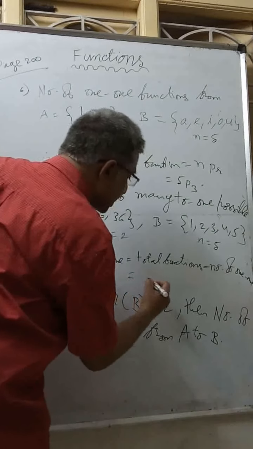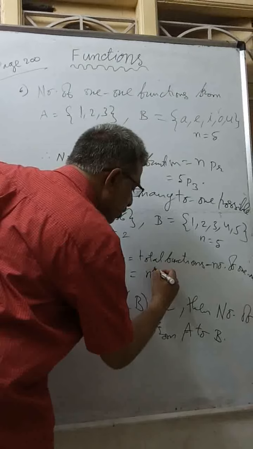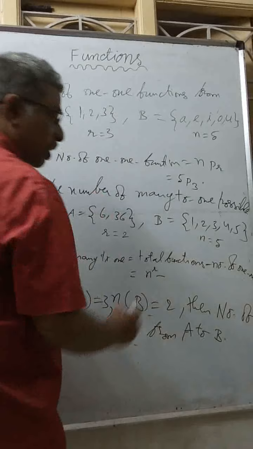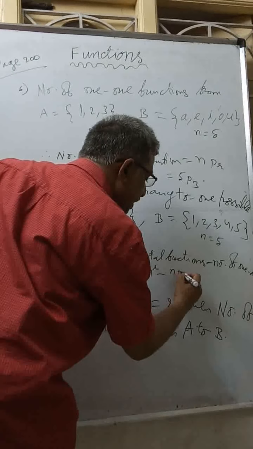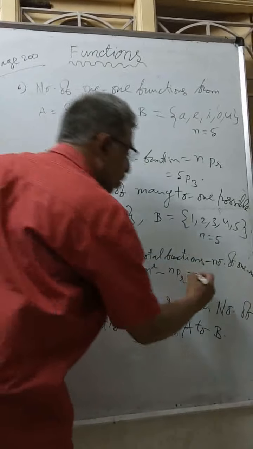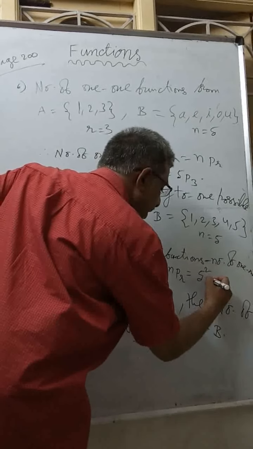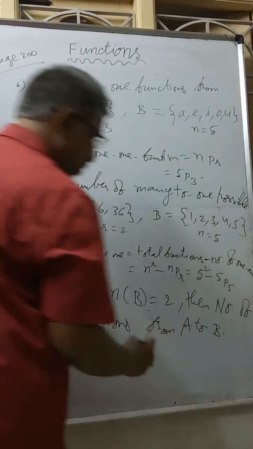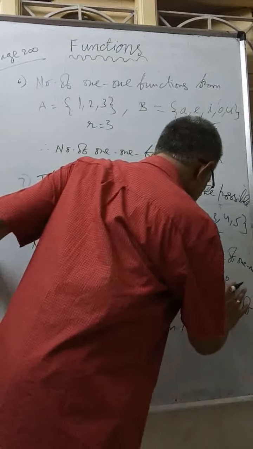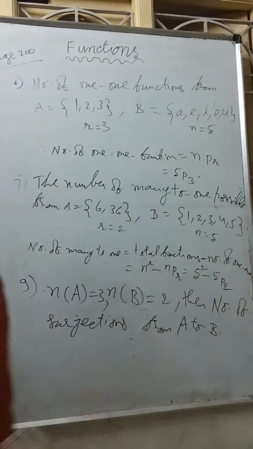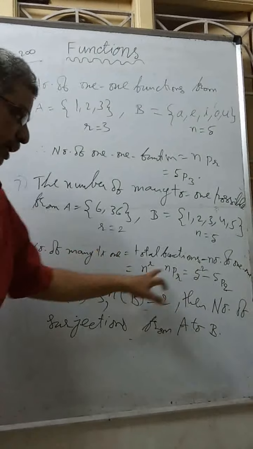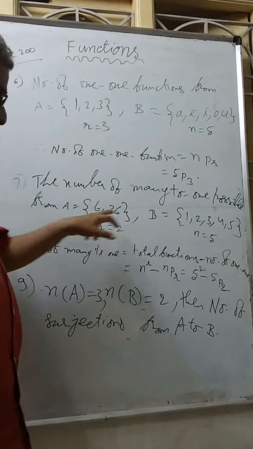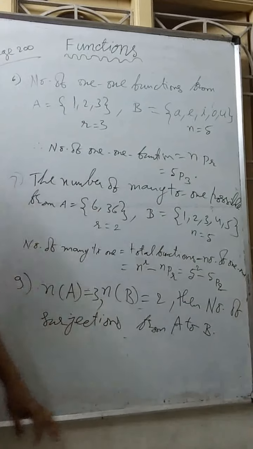So total functions here is n power r, I told the formula. N power r is the total number of functions, minus 1-1 functions, which is nPr, just now we discussed. So this is equal to 5 square minus 5Pr, which means 5P2. Total functions is n power r, 5 power 2. The number of 1-1 functions is nPr, that is 5P2.